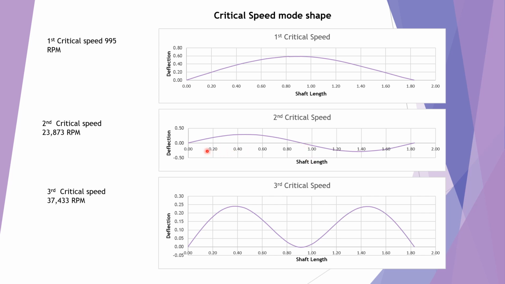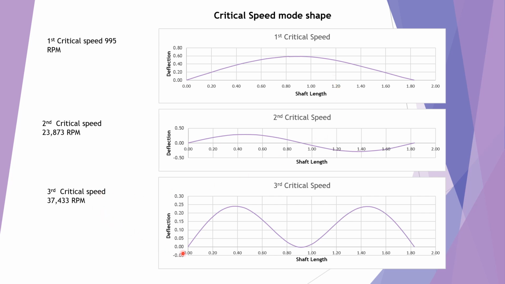This is the second critical speed mode shape, where almost at the center, if it is symmetric, the displacement is zero, and on both sides there is a displacement of the shaft. The second critical speed is 23,873 rpm, which is more than the first critical speed. But the displacement amplitude will be lower than the first one.